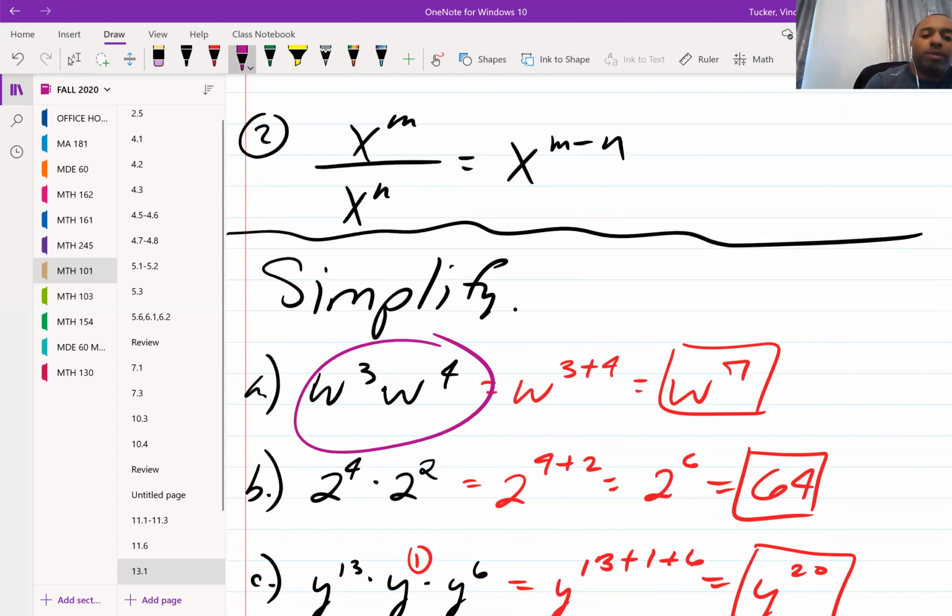All right, directions would be just to simplify. So here I have w cubed times w to the 4th. So all you're going to do is add your exponents. 3 plus 4, and that'll be w to the 7th.